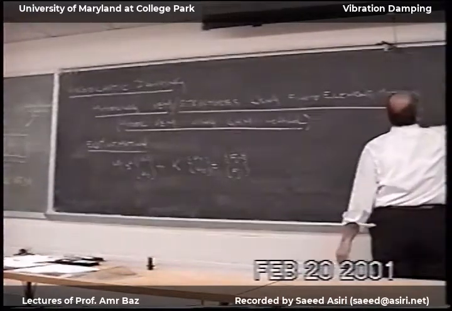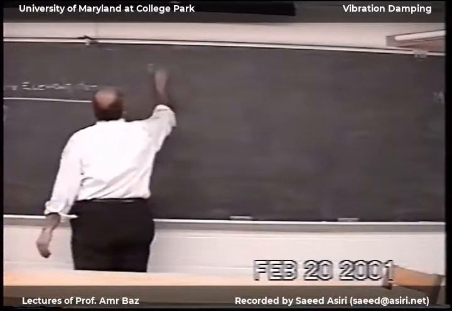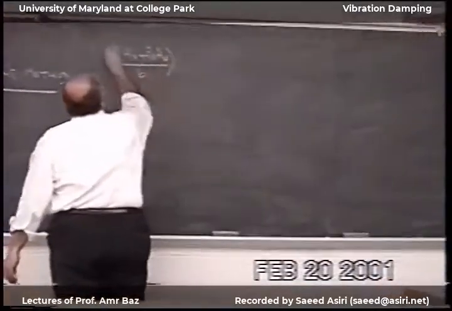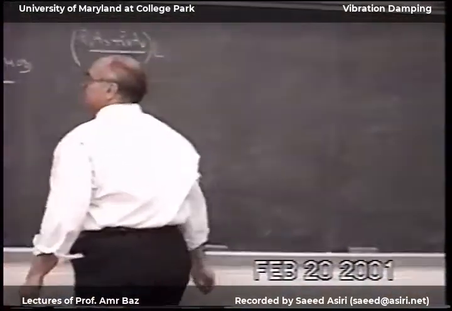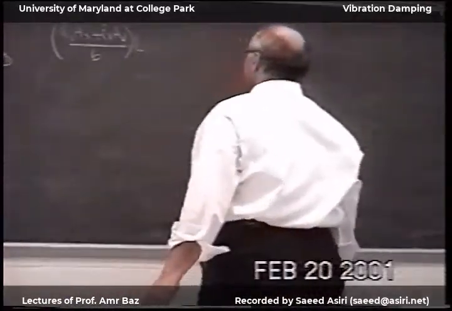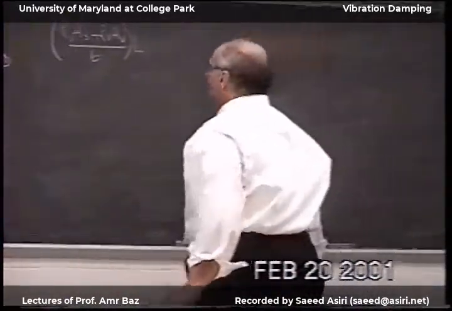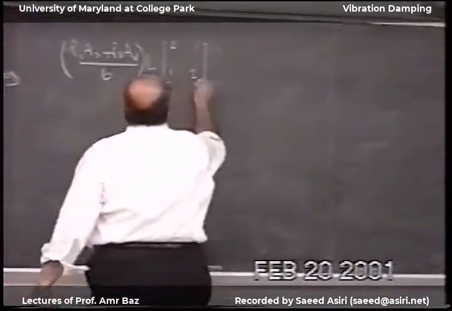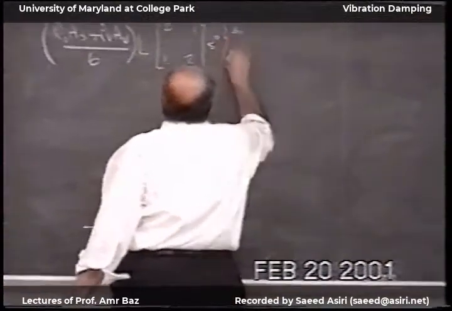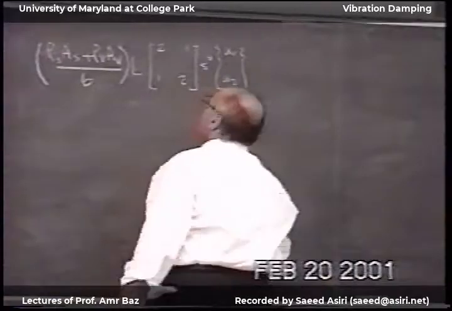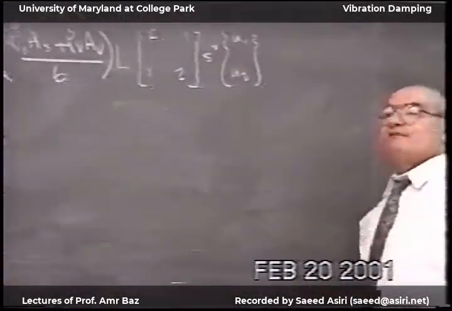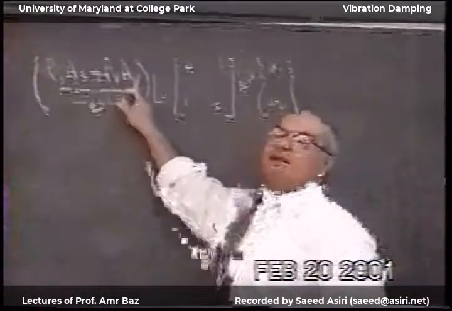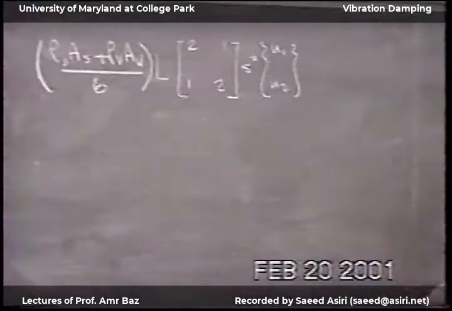Now, the M, I can replace it from here. Rho S A S, rho V A V divided by 6 times L. And then we have 2, 1, 1, 2, S squared, U1 and U2. This has no problem whatsoever. The density is real, the area is real, this is real. Everything here, no problem. Plus, now replace the K from here.